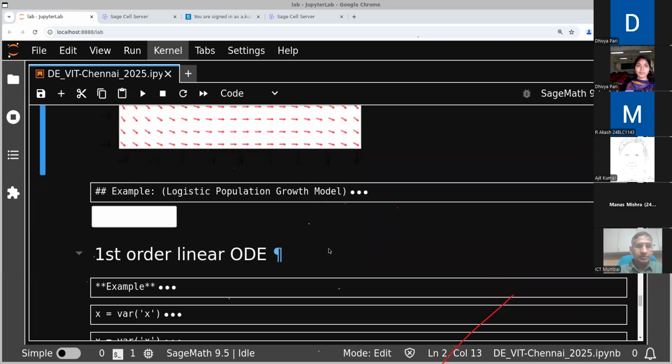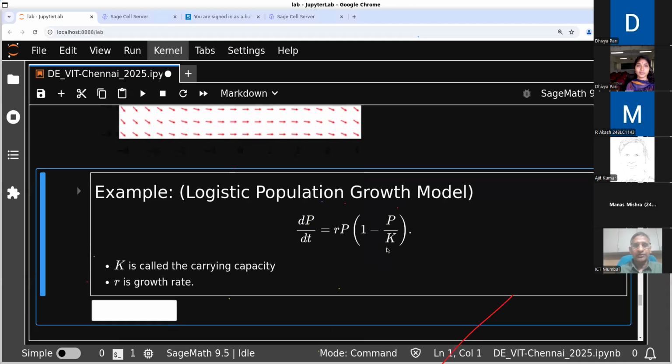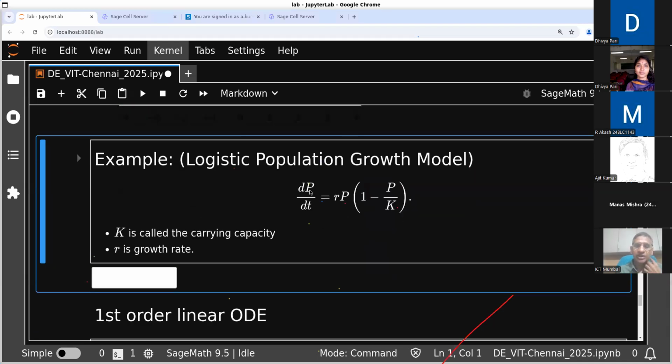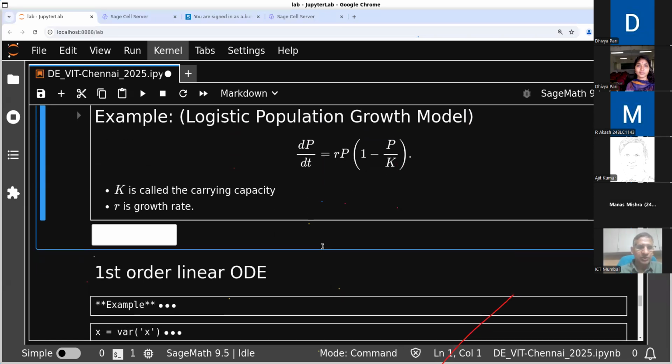Similarly, you can look at, for example, another first order ODE, dP by dt is equal to rP into (1 minus P by K). This is known as a population growth model. It's called the logistic population growth model, where K is called the carrying capacity. So only that much population can survive, that is the carrying capacity. R is the growth rate.